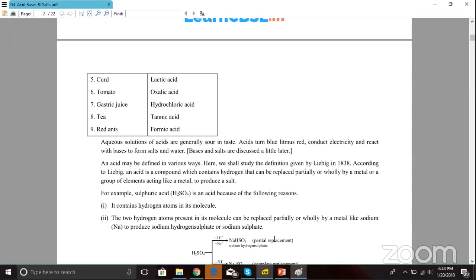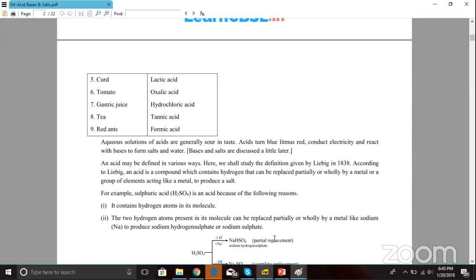Also, acids can conduct electricity because they dissociate into H+ and the other anion. They can also combine with bases and form salts and water. That is the neutralization reaction. Acids react with bases to form salt and water.